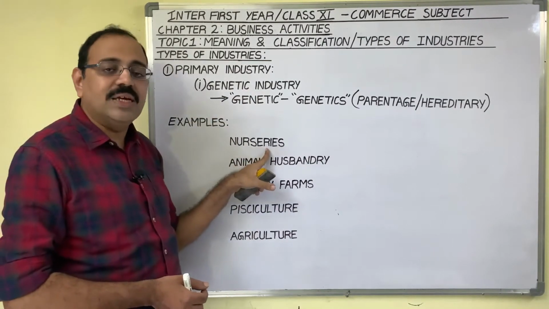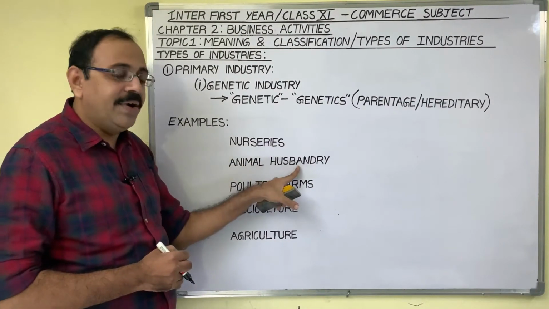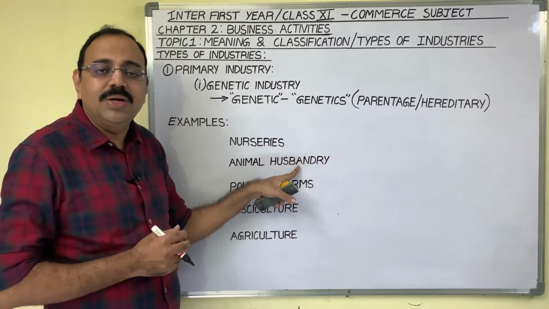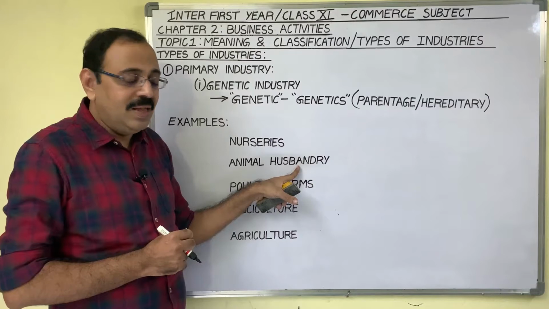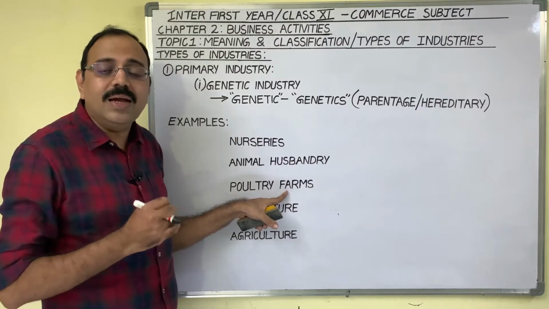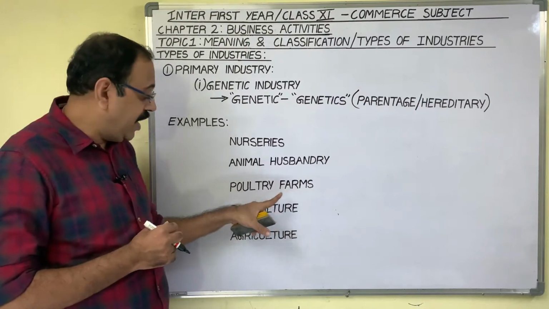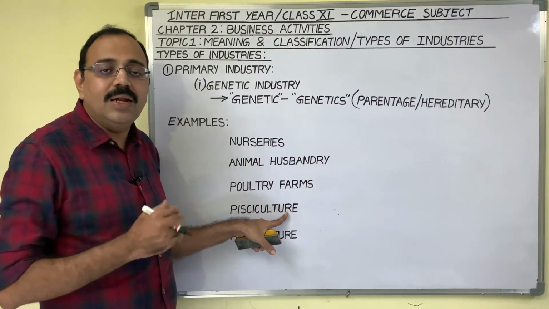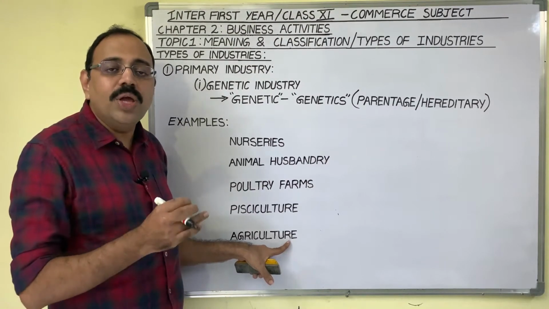Let us see the examples for genetic industries. First example is nurseries, where plants are multiplied and sold. Second one, animal husbandry, where cattle such as cows, buffaloes, sheep, goats are grown for their milk, meat, leather, wool. The next one, poultry farms, where birds such as hen, duck, turkey, geese are grown for their meat and eggs. The next one, pisciculture, means growing of fish in ponds, canals and rivers. The last one, agriculture or farming, means growing of crops.